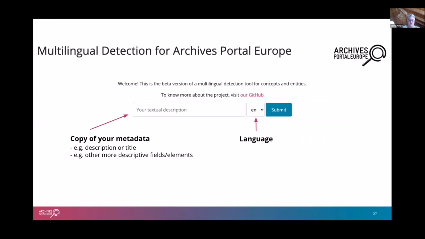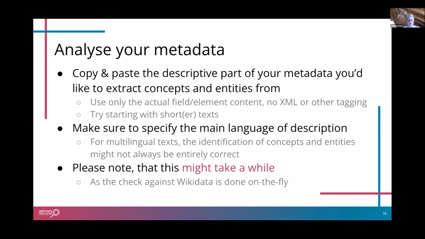In terms of the second part, that interface is slightly easier. So you've got a text field where you can input the copy of your metadata. So for example, the description or the title or other more descriptive fields and elements. And then the main thing that you have to do is to specify the language that your metadata is in. And what the tool will do is that it will analyze your metadata. So, again, a note that this might take a while, because we will be checking against Wikidata on the fly.